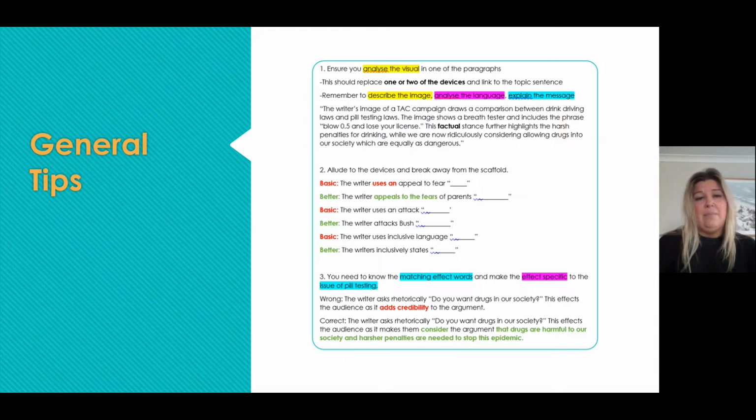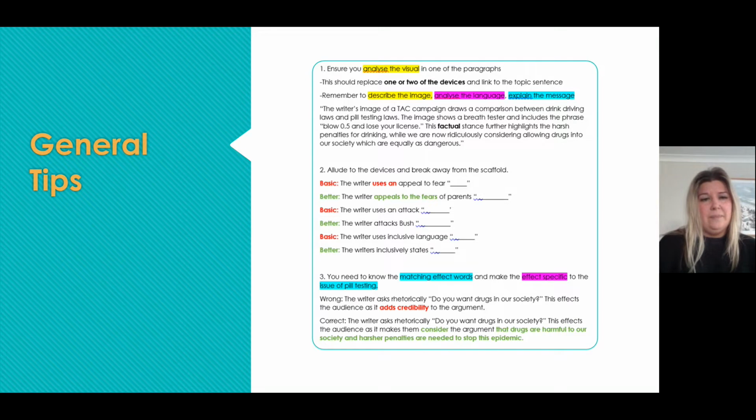Again, if you are writing in a basic formulaic way, such as the writer uses an appeal to fear, you will not be able to score highly in this area of study. If you have any past practice essays, go back through them and focus on writing sentences better. Move away from basic, cross through them, and make them a better constructed sentence, such as, the writer appeals to the fears of the parents, and explain what the actual fears of the parents are.